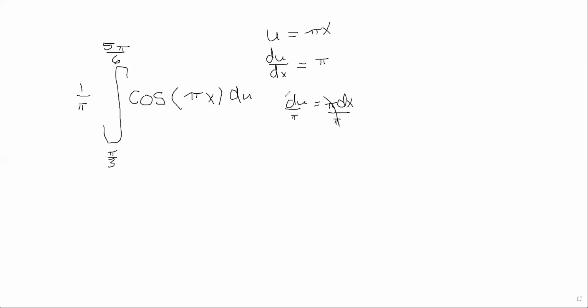So now all we need to do is do the substitution. We already did the du part of the substitution. All we need to do now is the u part. We know u is equal to everything in the parentheses, so this is cosine of u. All right, so things are pretty easy for us now.